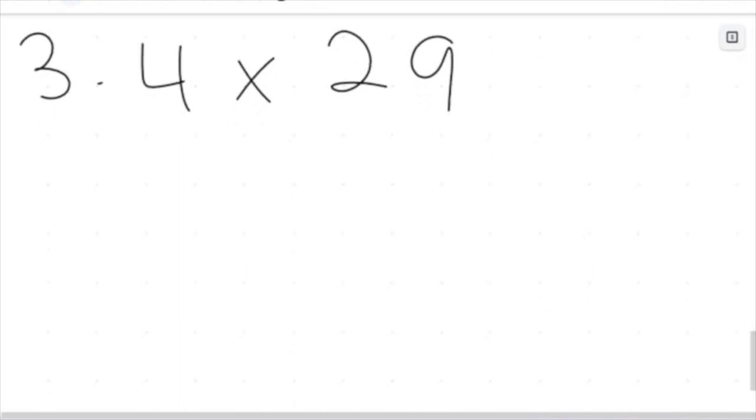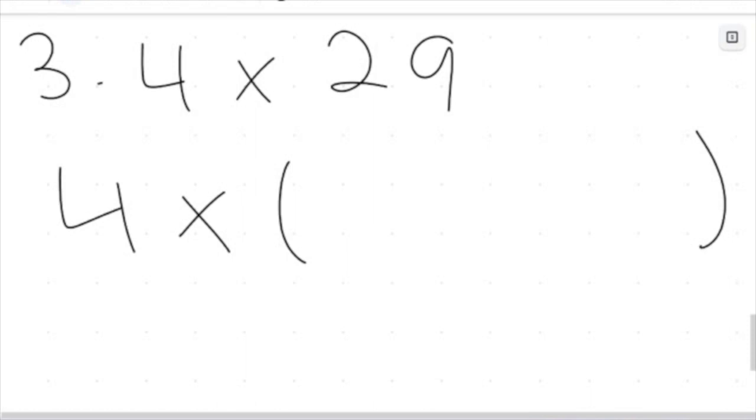Let's do, say, 4 times 29. 4 lots of 29. Now, in doing this, I want to break up this 29 into some smaller numbers that are easier for me to deal with. So I can make 29, and you can do this in any way you'd like. That's the great thing here.